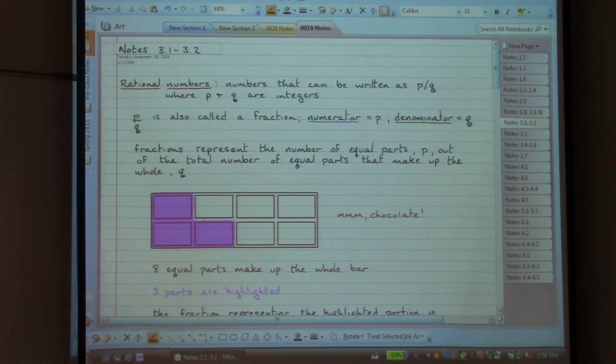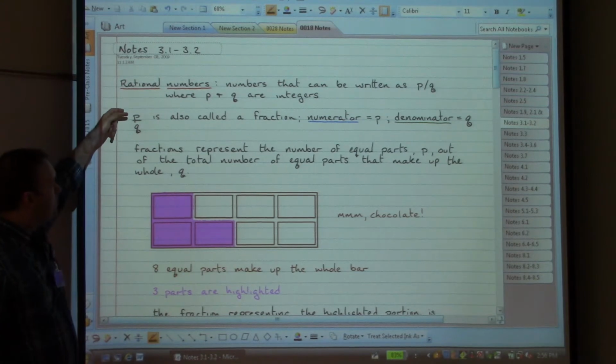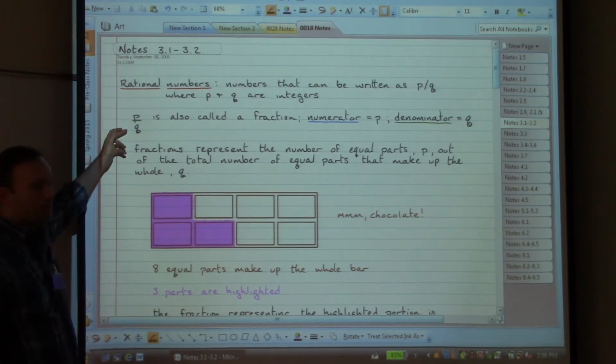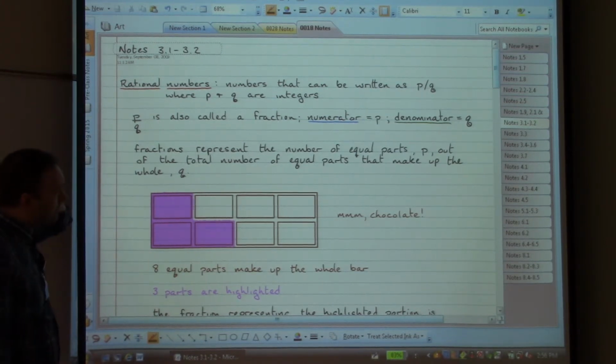Rational numbers, an official name for fractions. Fractions are made up of two different parts. We have the top number, referred to as the numerator. We have the bottom number, referred to as the denominator.